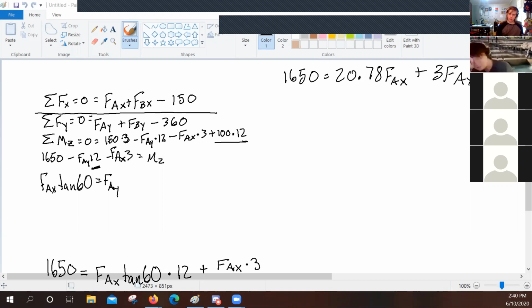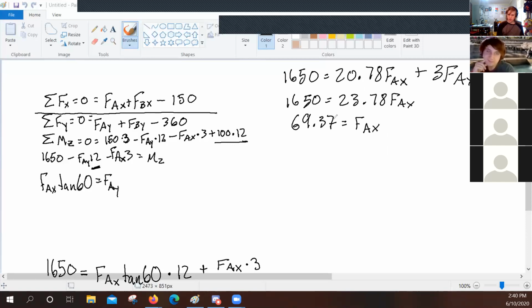So we're going to get 1650 equals 23.78 FA of x, which we can then divide both sides by 23.78. So we've got 1650 divided by that number. So we have 69.37 equals FA of x. Okie-doke. It was a road to get there, but does that make sense to everyone?